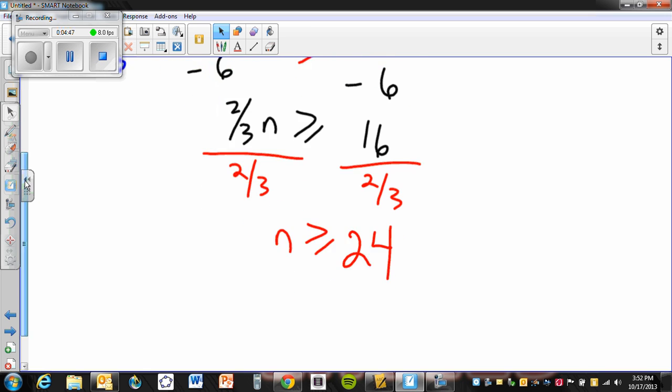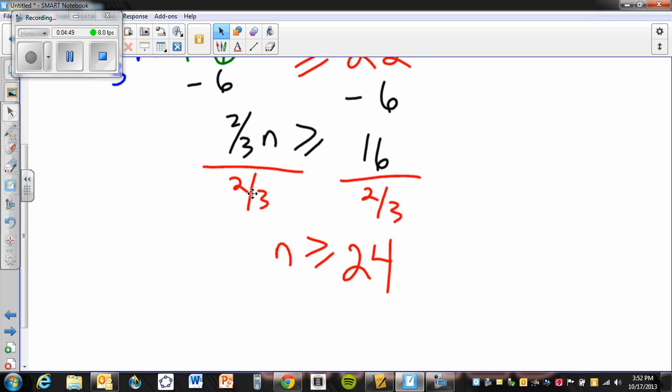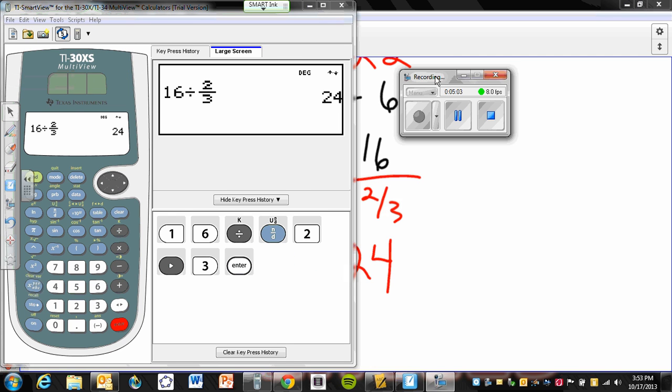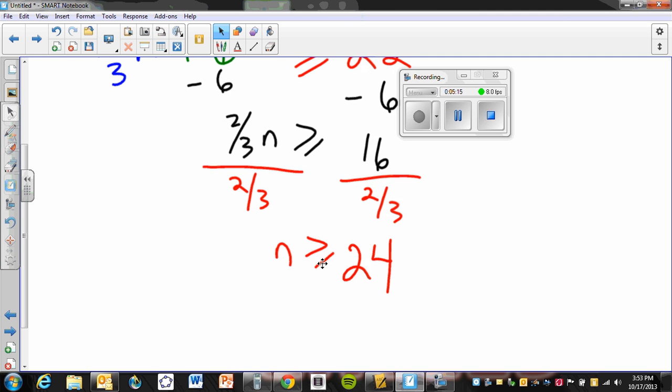Now with fractions, you know I like to just divide by that whole fraction because it's 2/3 times n. So I'm going to divide by 2/3, divide by 2/3. You put that in the calculator, and it looks like this on your calculator. 16 divided by, and then use your fraction button, your numerator over denominator, 2, arrow over to get to the bottom, thirds, hit enter, and we get 24. So n is greater than or equal to 24.